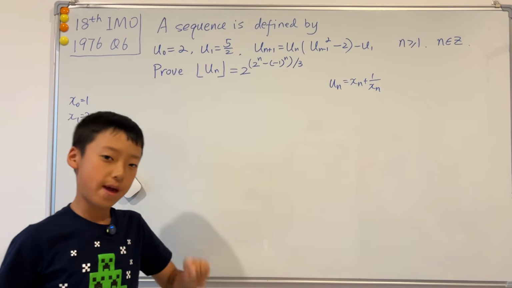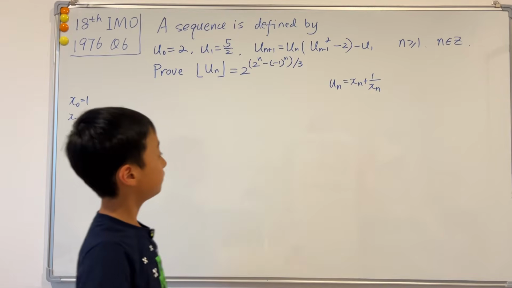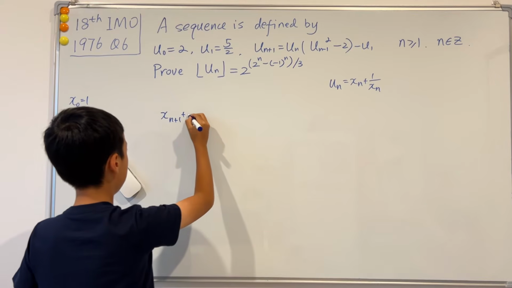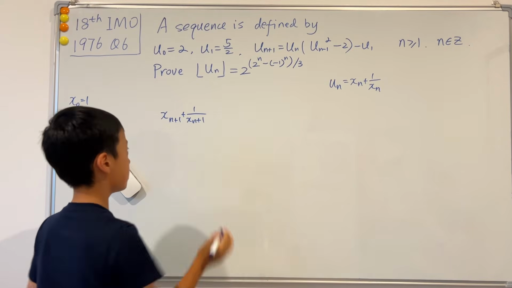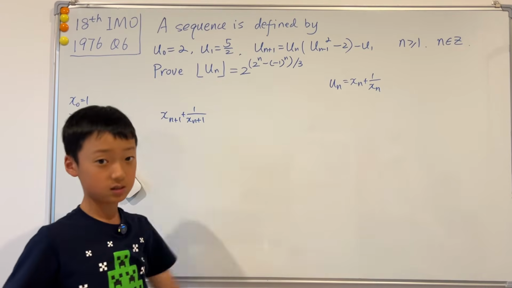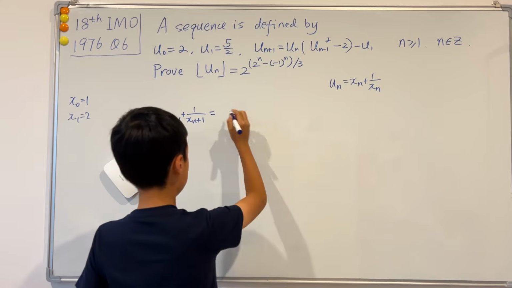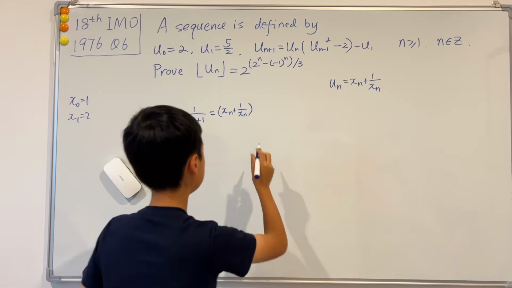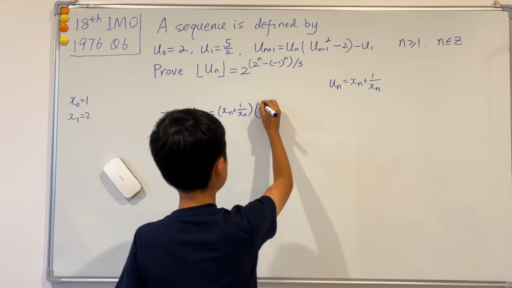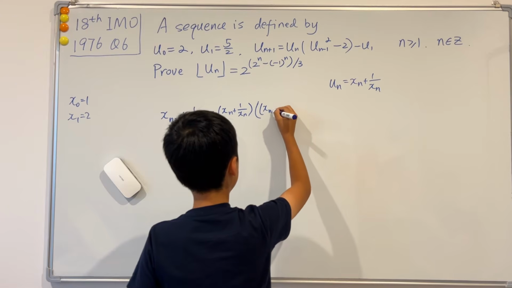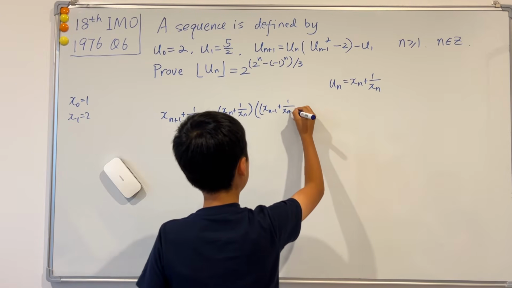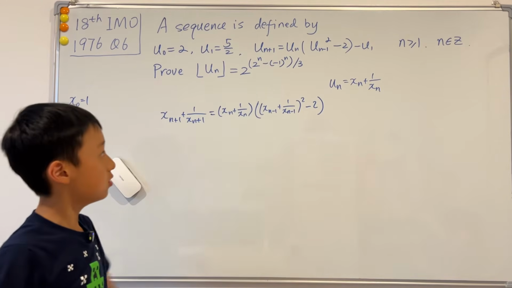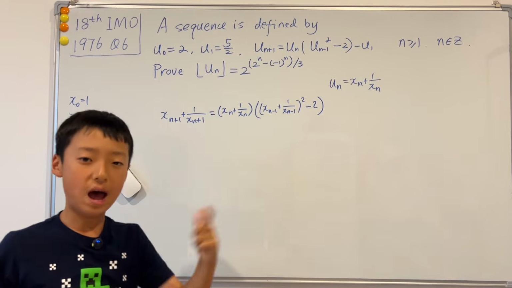Okay, so now that we have everything set up, I will plug this into here. So un plus 1 is xn plus 1, and then plus 1 over xn plus 1. Because remember, we're subbing it in with our guess. And this is equal to un, which is that, multiplied by un minus 1 squared and then minus 2, and then still make sure to minus the u1, which is 5 over 2.